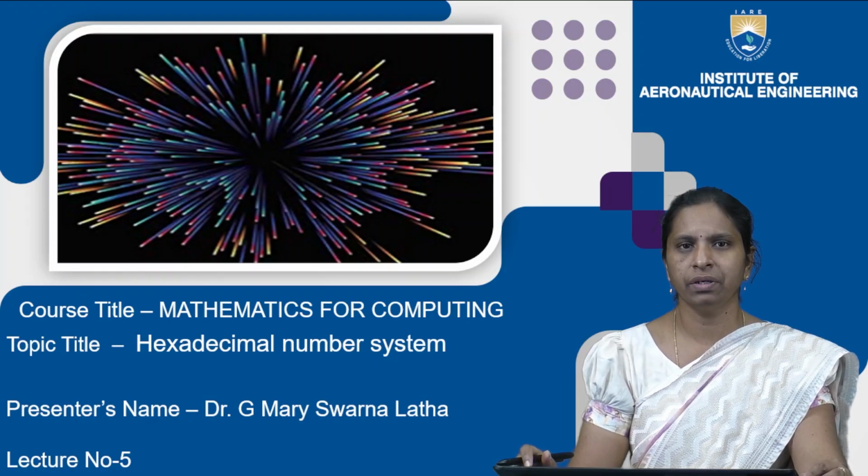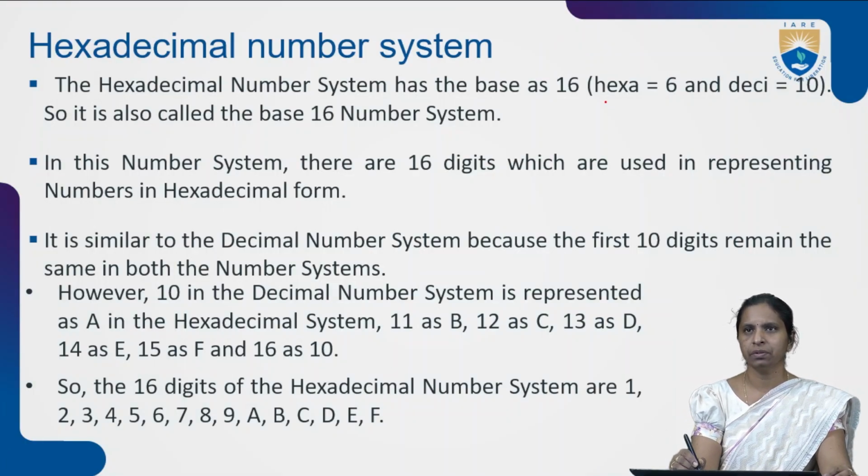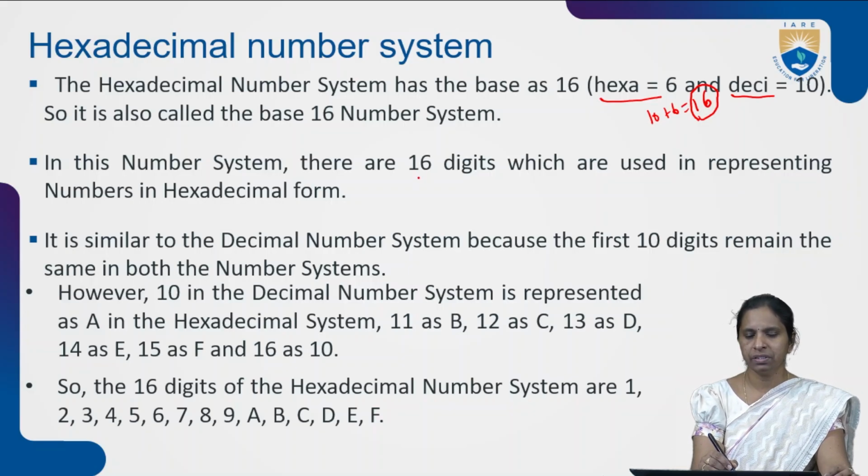In today's session, we are going to discuss the hexadecimal number system. So, what is the hexadecimal system? Hexa is nothing but 6, and deci is nothing but 10. Therefore, hexadecimal is 6 plus 10, which equals 16. It means it is a base-16 number system, which consists of a total of 16 digits.